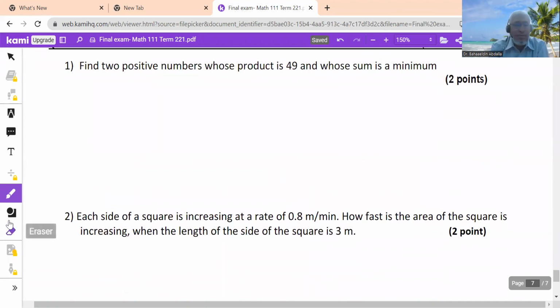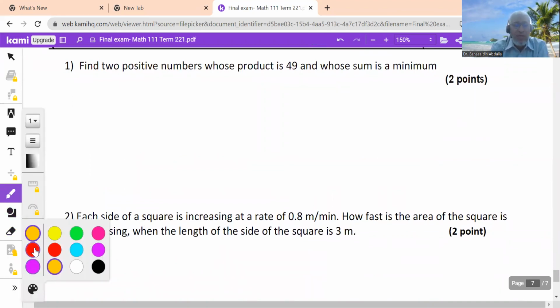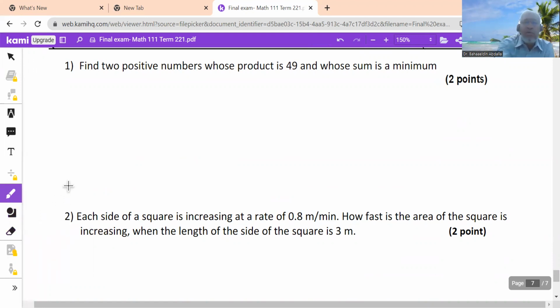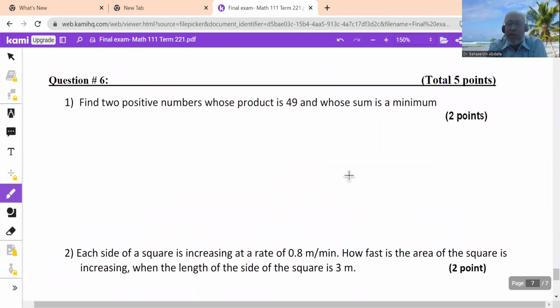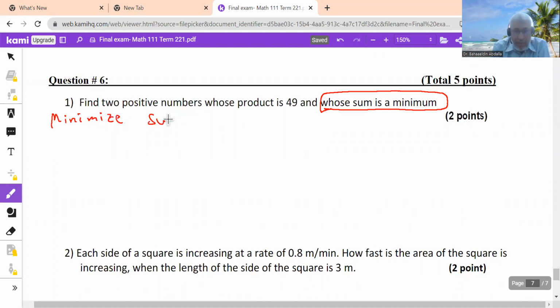Question 6. Find two positive numbers whose product is 49 and whose sum is minimum. This will give me a function that I need to minimize. So I need to minimize the sum. I'll call the sum S, the sum of the two positive numbers. Let me call these two positive numbers x and y. So what is the sum of the two numbers? x plus y. This is the function I need to minimize.